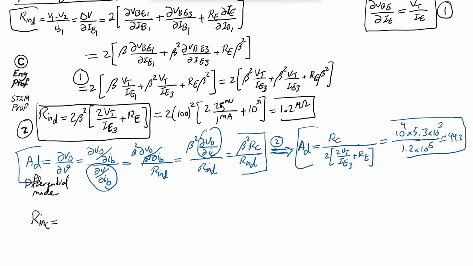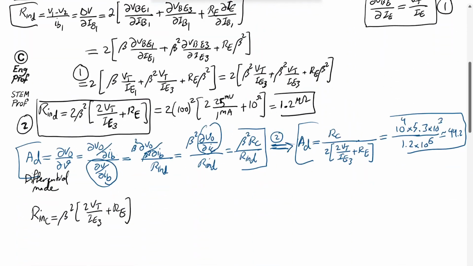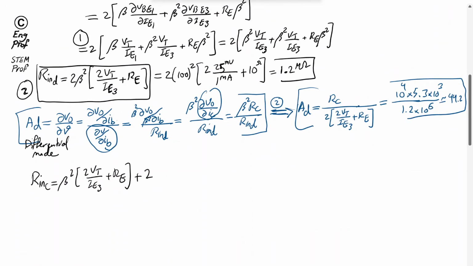In the common mode, we only have 1, not 2, so it's going to be beta squared, 2vt over IE3 plus RE. So that's the impact of just these three guys. And then we have twice the observed impedance from the collector of T5 toward ground, AC wise. So I'm going to write here, plus 2 times the R resistor from the collector of transistor T5 with respect to AC ground. This one is a little bit tricky.